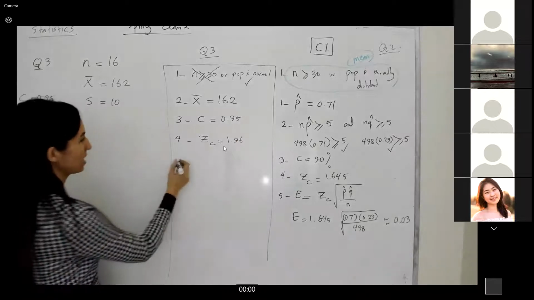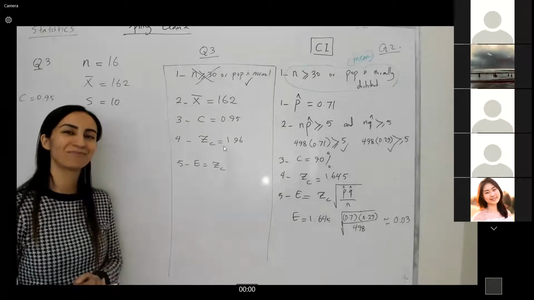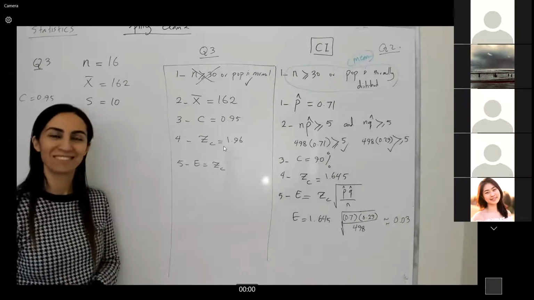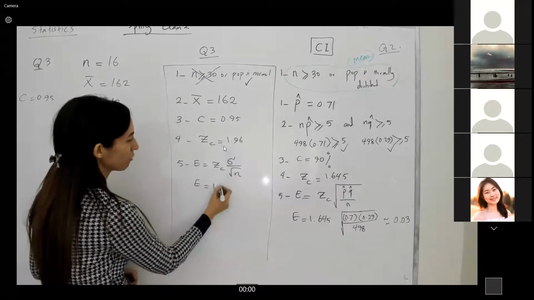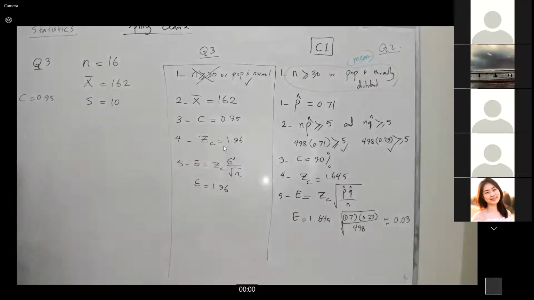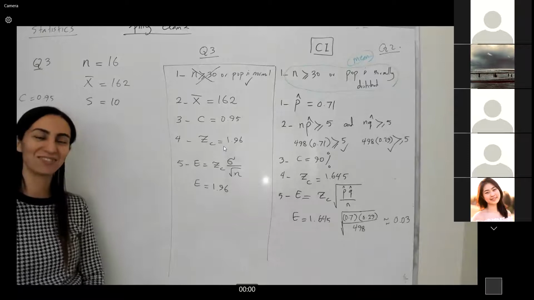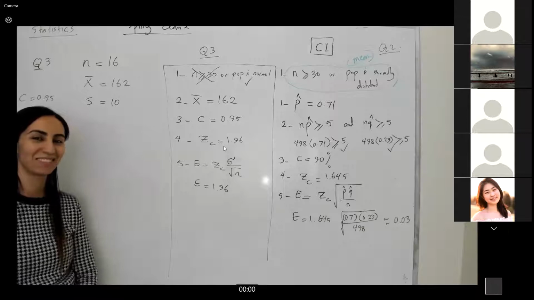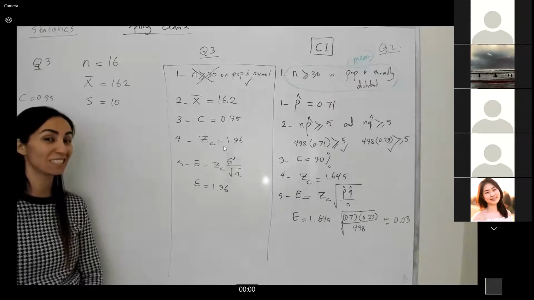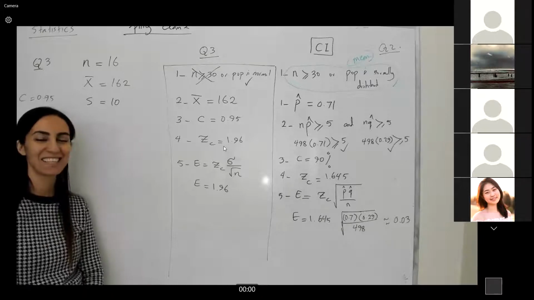Well, next step, margin of error, which is ZC times standard deviation over square root of n. Very good. Sigma over square root of n. So margin of error 1.96 times sigma. What is sigma? Do we have sigma? No sigma. So we have to use s, the sample standard deviation, and divide by the square root of n.